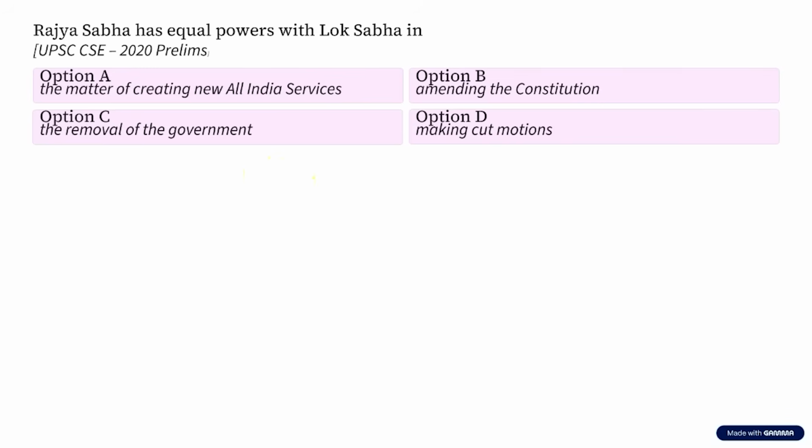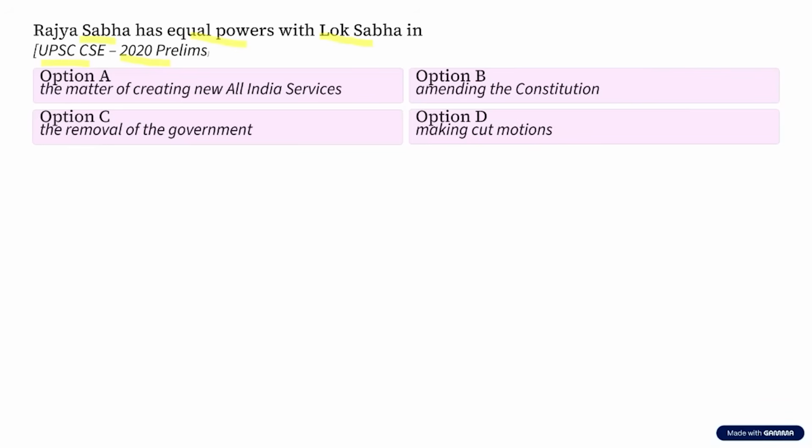Now, let us go to the second question. What is the second question? This was asked in the 2020 prelims: Rajya Sabha has equal powers with Lok Sabha. So this is also something that we discussed. Now let us come to option A. What does option A say?